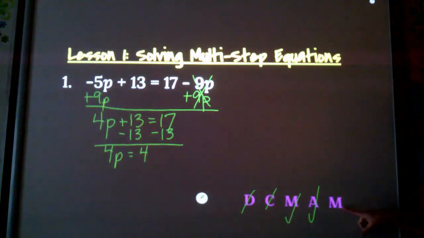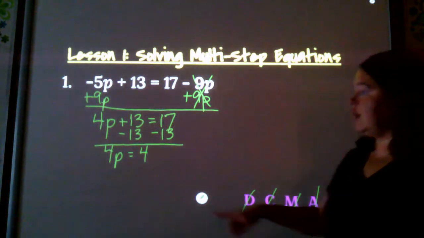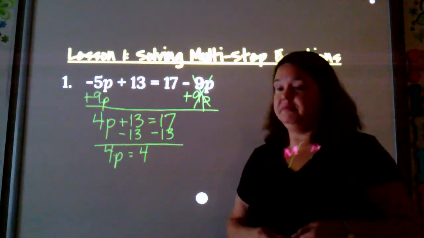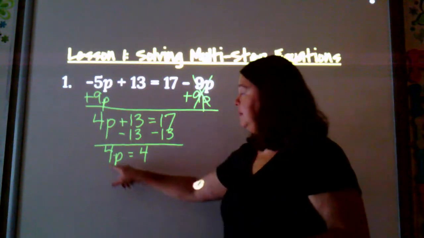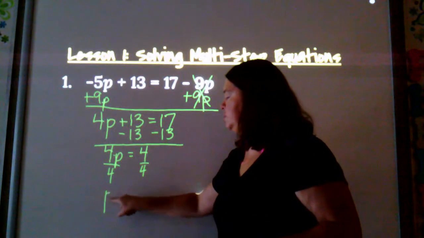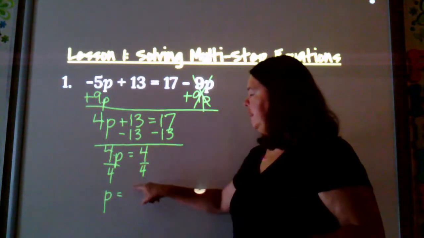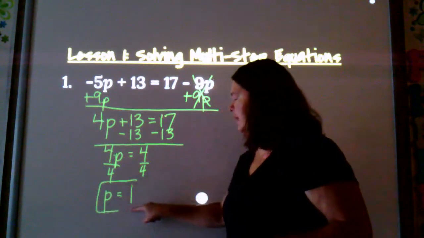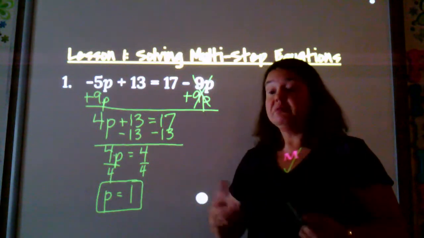And now I'm going to look to see, can I multiply or divide? So I have 4 times p. Opposite of multiplying by 4 is dividing by 4. 4 divided by 4 is 1, so I've got 1p. 4 divided by 4 is 1. There's my answer.